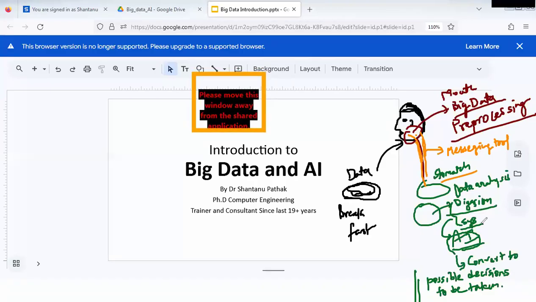Yes, how many of you are able to now have a better understanding of what is big data and AI? Type Y in the chat box. You now have a better understanding of where the big data tools are, where the data analysis tools are, what is data, and what is the role of AI.